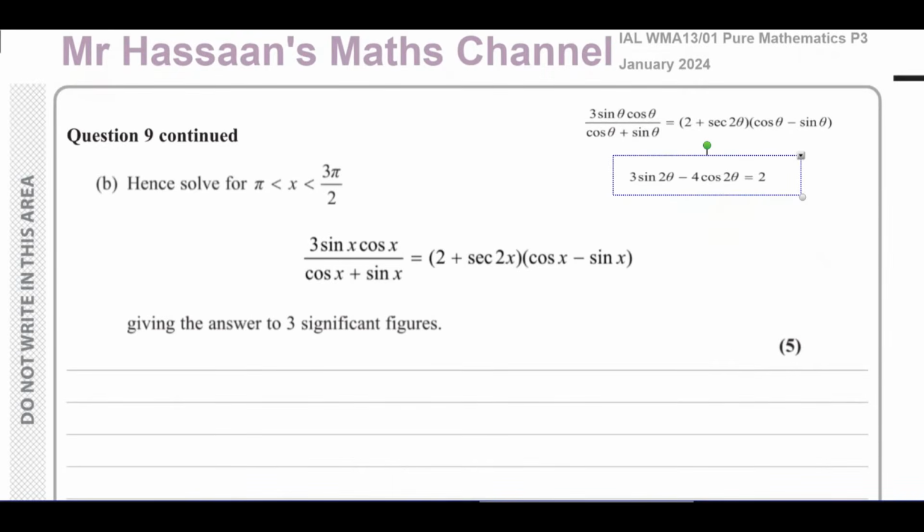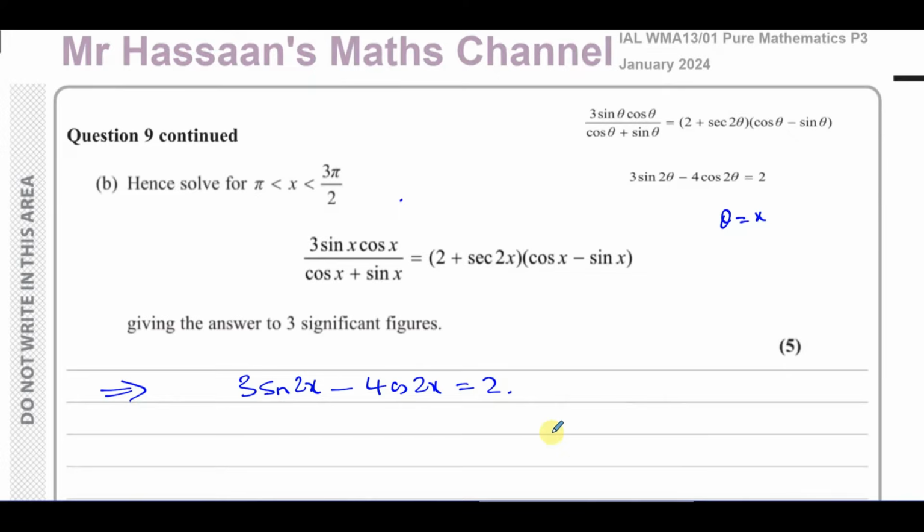Now for part B, it says hence, so we have to use the answers from the previous part of the question. Solve for x between 0 and 3 pi over 2. Of course, in radian mode, that means this equation. So I can just straight away, using part A, rewrite this equation. It's just the theta now is an x, that's all. So I'm going to write this as this equation here, but just change the theta for x. So because of part A, you end up with 3 sine of 2x minus 4 cosine of 2x equals 2. So I have to solve this equation.